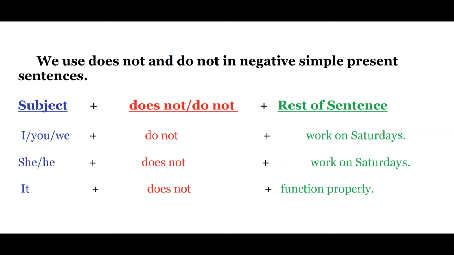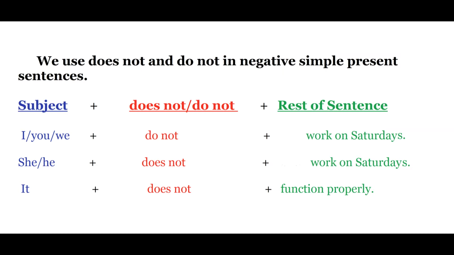For example, I do not work on Saturdays. I is the subject, and do not is the correct form of the verb here. And the rest of the sentence is work on Saturdays.